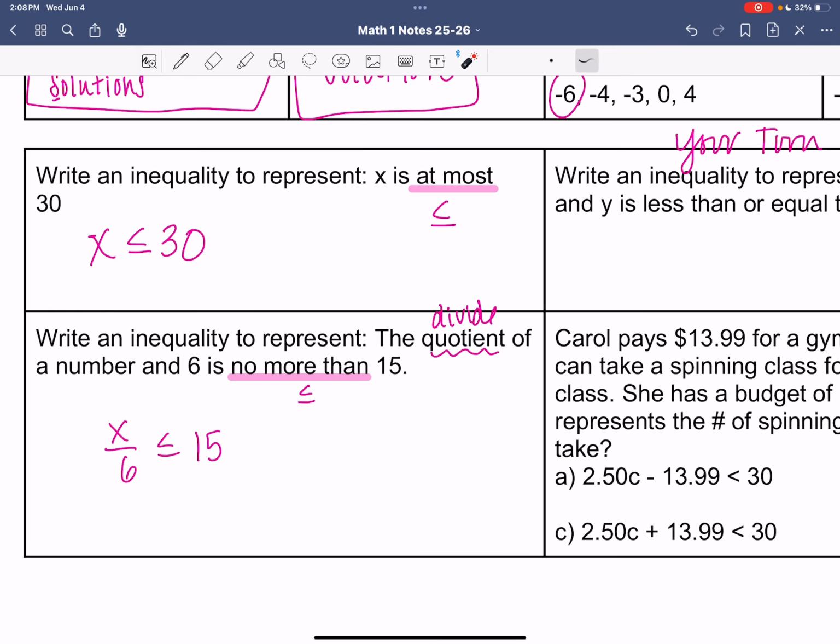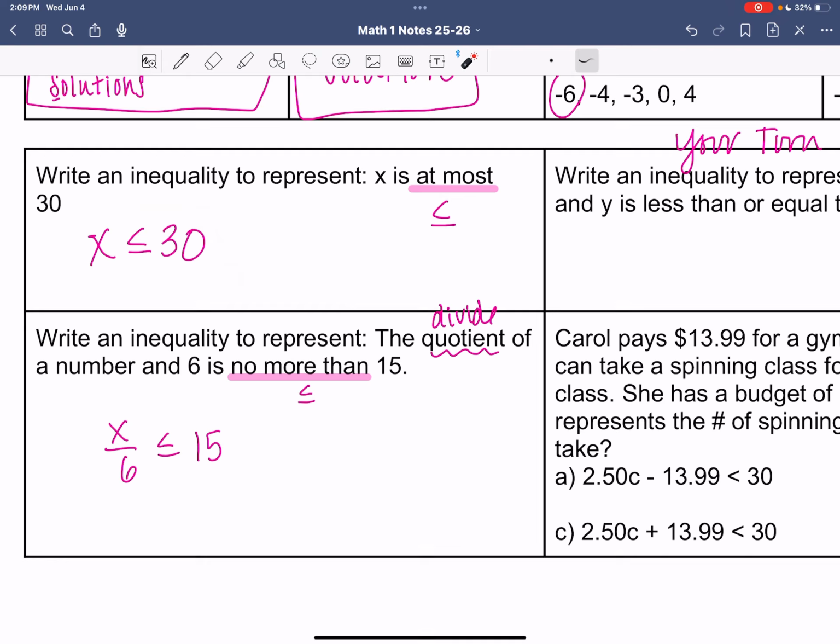All right, now we're going to start translating. So this is a little tricky because sometimes you have to do backwards thinking if it doesn't tell you what sign to use exactly. So when you're doing this, it says write an inequality. So x is at most 30. When you see at most, that means that's the maximum. You can't go over it. So it has to be less than or equal to 30.